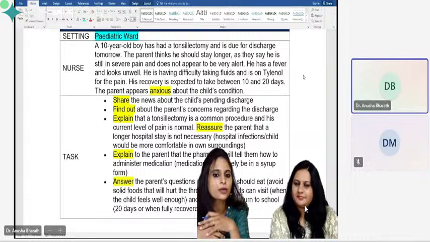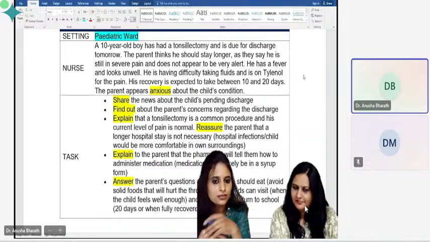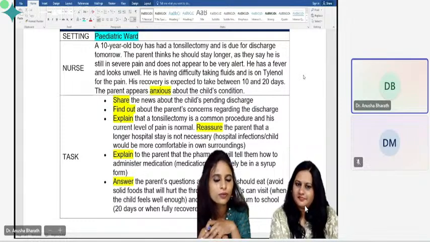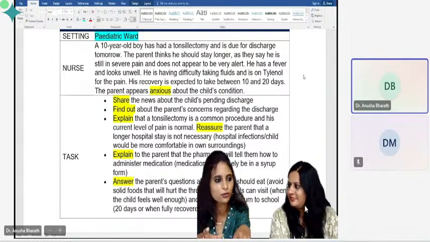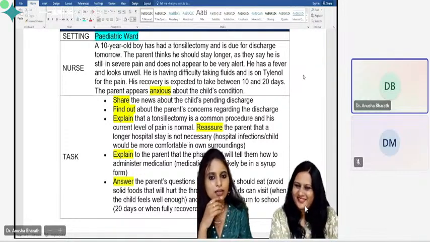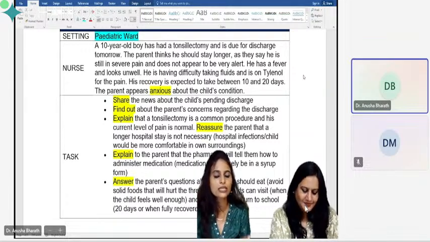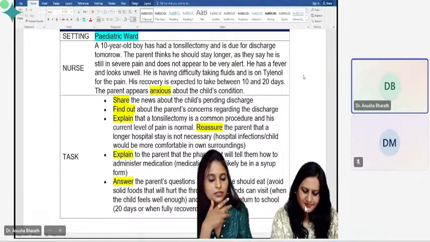So one question that you may have with regard to the reassurance point in the subtask here would be, ma'am, you told us that we'll have to follow the sequence, and you gave us the reassurance about not staying in the hospital. It is not necessary for the patient to stay in the hospital at the end. So why did you do that?